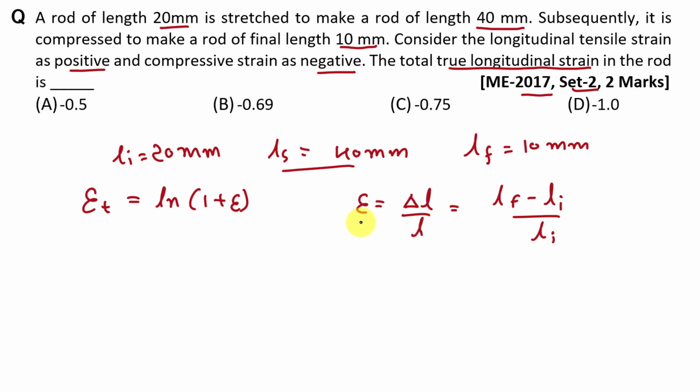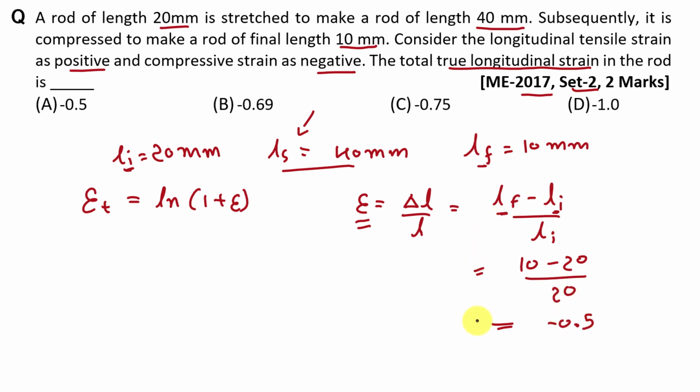Now see, here the value of engineering strain does not depend on the intermediate length. It only depends on final length and initial length. Here we have the value of final length and initial length. So here we don't have to use this value. So our answer will be 10 minus initial length 20 divided by initial length 20. So finally this will be minus 0.5.